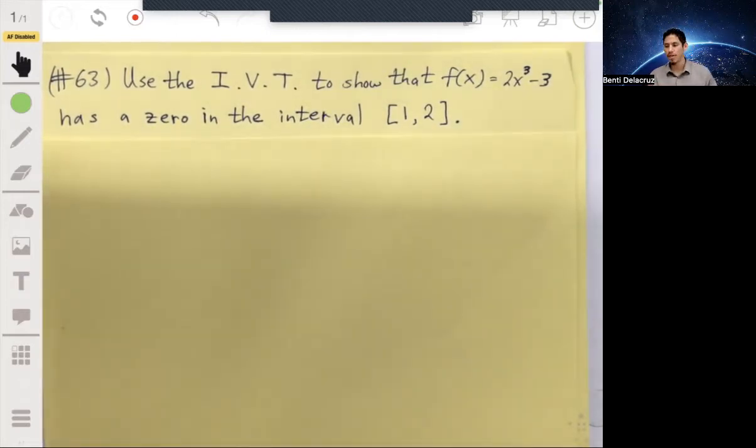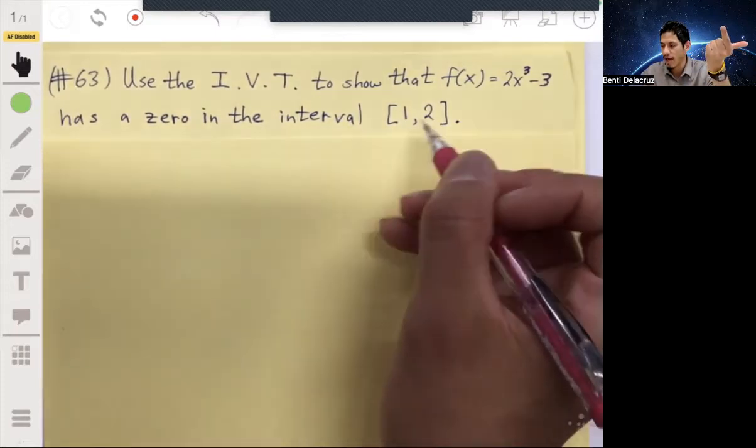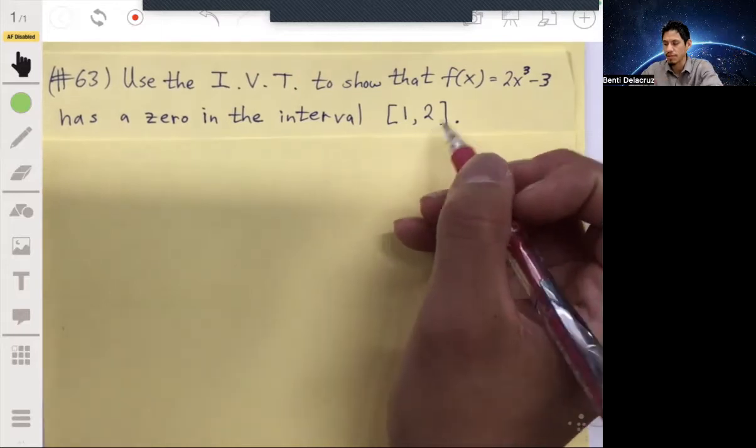When you apply the intermediate value theorem, you need to make sure that the two conditions are met. That is, f is continuous on the closed interval, and f of a and f of b are not equal to each other.